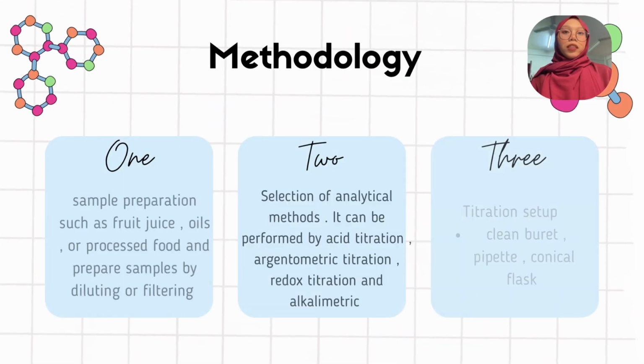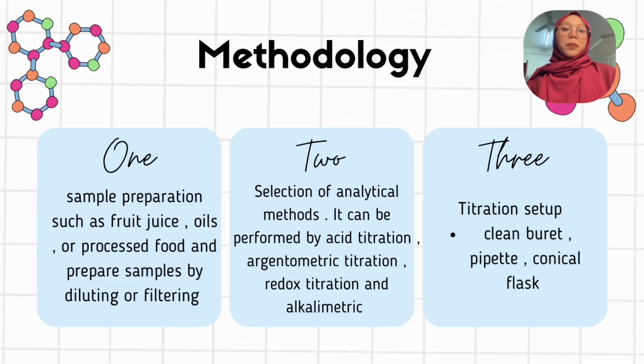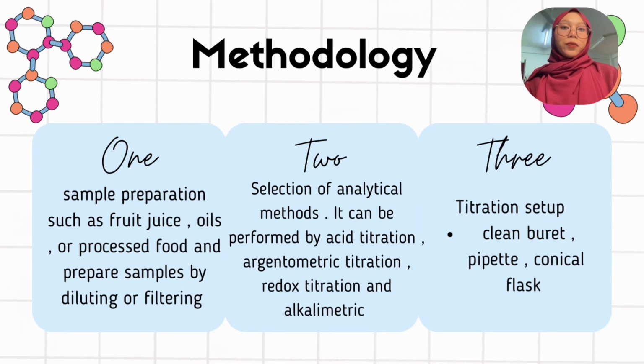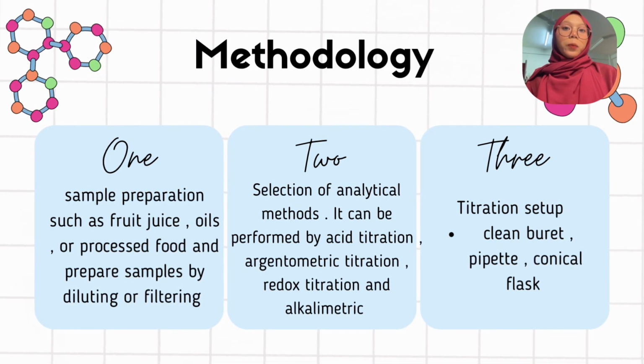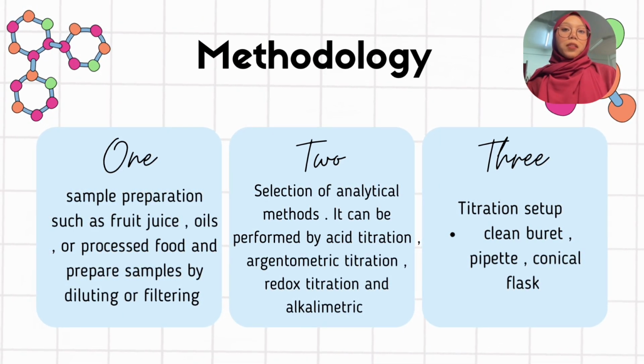For methodology, first we need sample preparation, such as fruit juice, oils, or processed food, and prepare the samples by diluting or filtering. Second, we need to select the analytical method. It can be performed by acid-base titration, argentometric titration, redox titration, or alkalimetric titration. And third, we need to set up the titration with a clean burette, pipette, and conical flask.